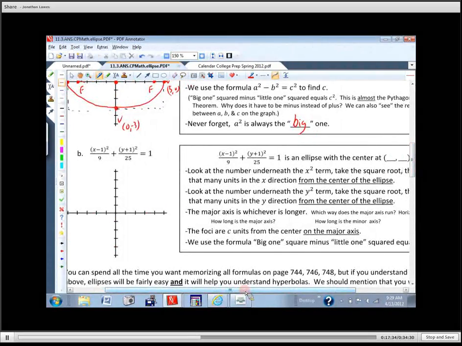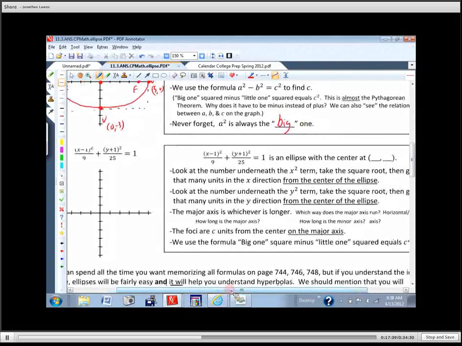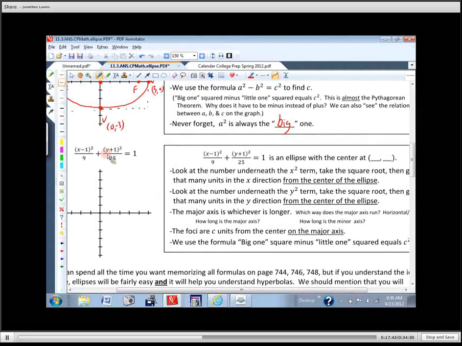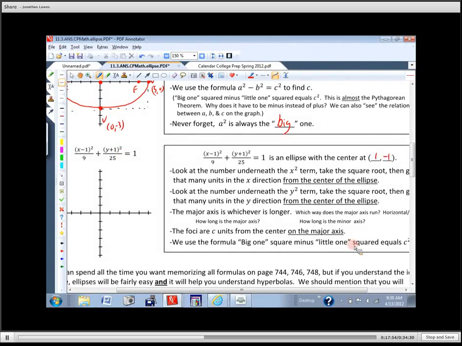This one is a little bit different. This is still an ellipse. Where's the center? (1, -1). Again, find the x; the opposite of that is 1. Find the y; the opposite of that is -1. Again, don't mess that up. Especially in the book, they like to switch orders.